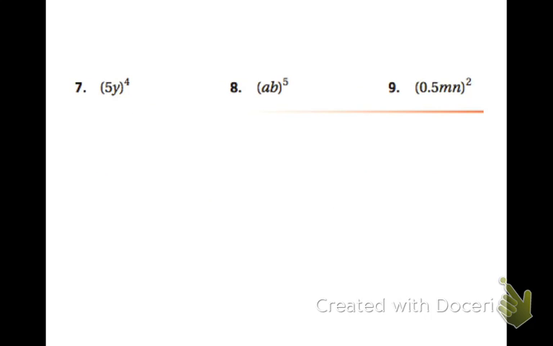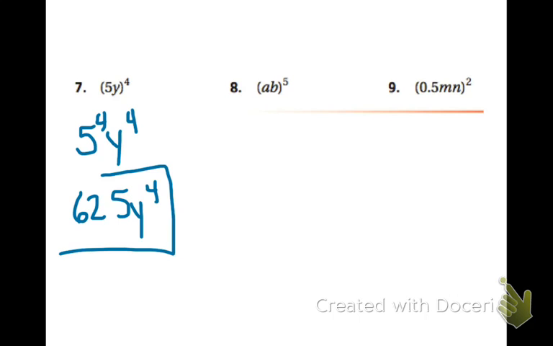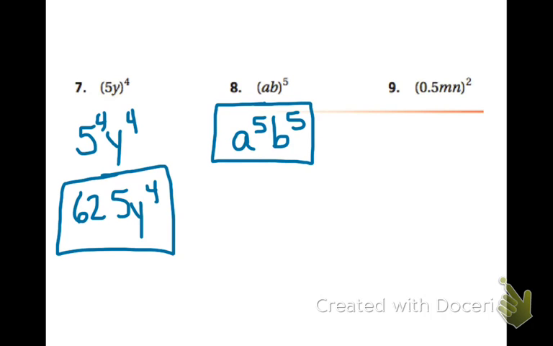So let's try it. So we're distributing this. 5 to the 4th, y to the 4th. When you take 5 to the 4th power, you'll get 625 y to the 4th. Okay? For 8, as simplified as we can get, because they are variables, but we are applying the exponent to both.